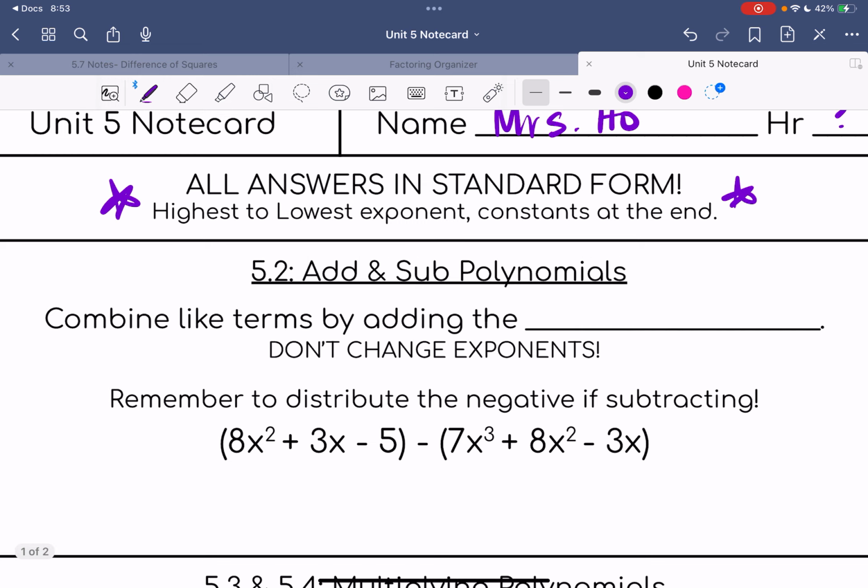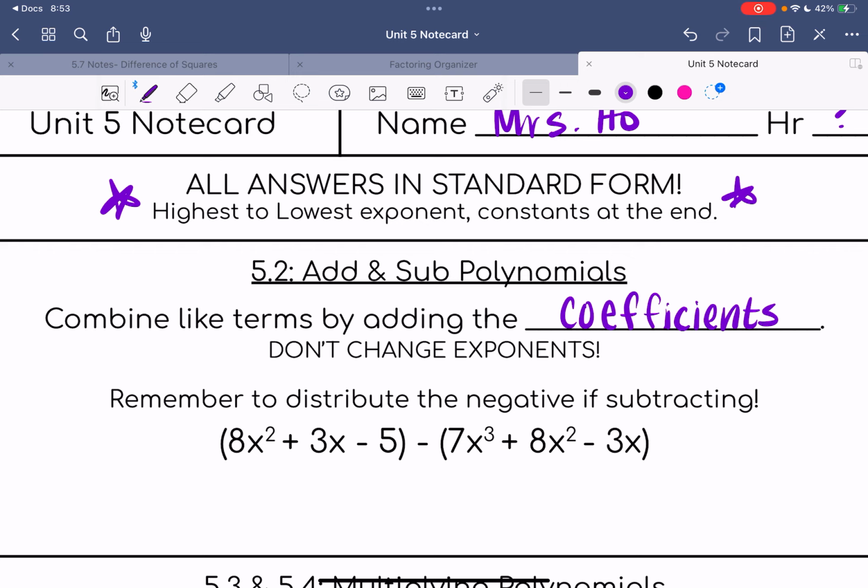When we add and subtract polynomials, we combine like terms by adding together their coefficients, and we do not yet change any exponents. You can do that when multiplying. When adding and subtracting, you're just adding together like things. When adding, just add them all together. Don't worry about changing any positives and negatives.